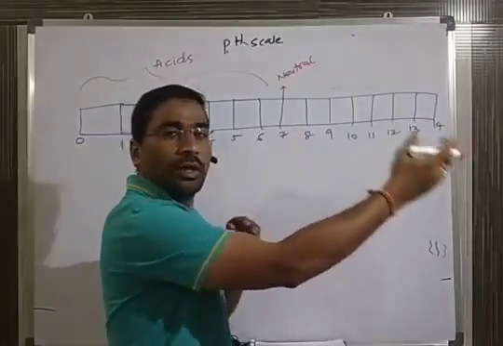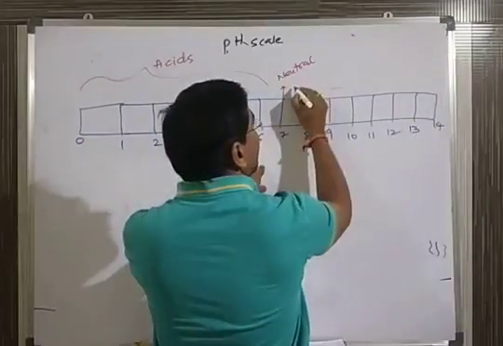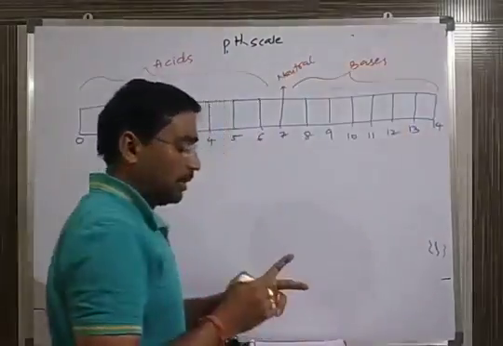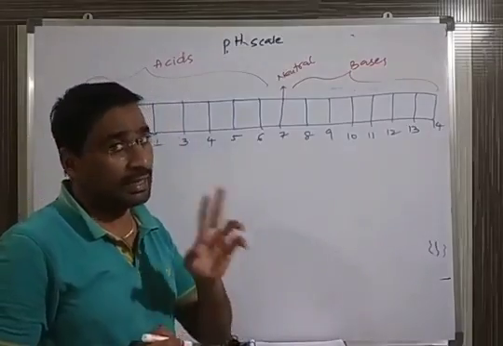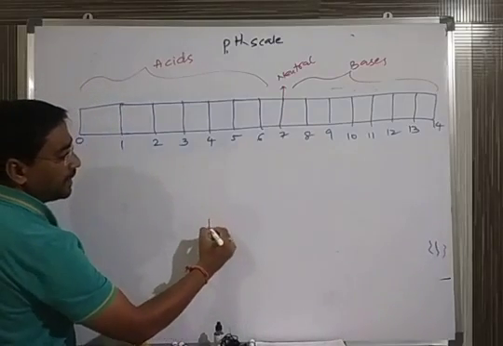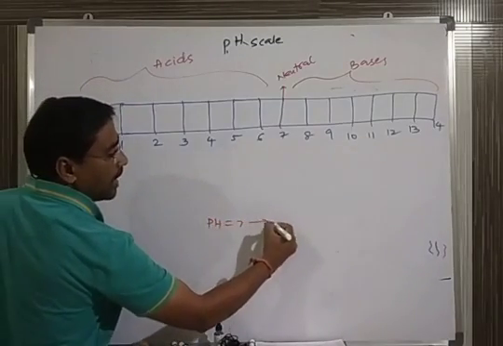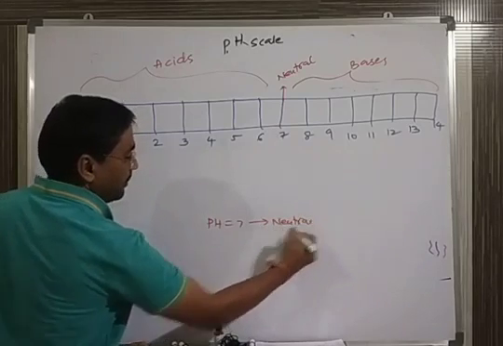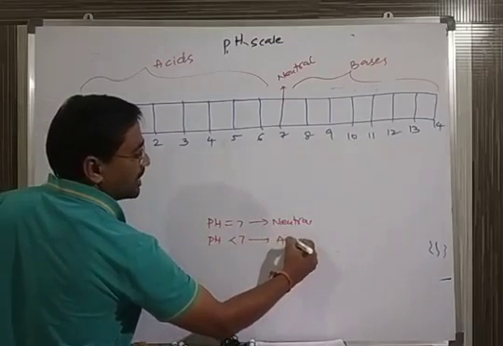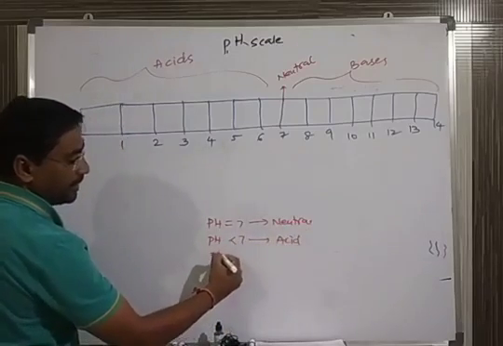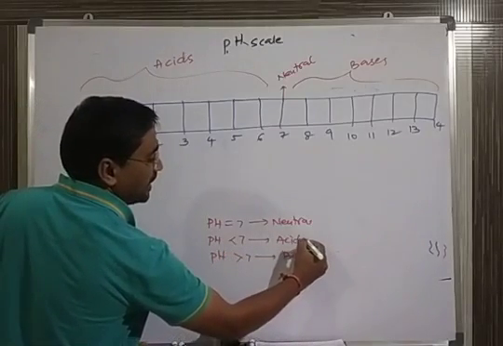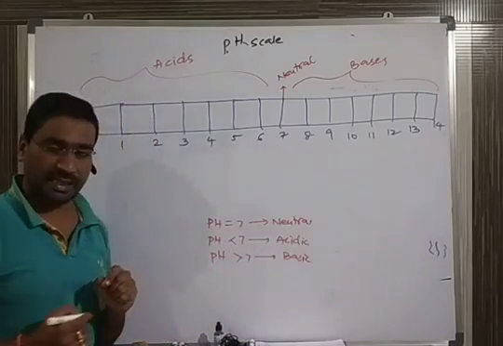From 7.1 to 14, anything in that range comes under the bases. So the pH scale gives the first clear information: a pH equal to 7 is neutral in nature, anything with a pH value less than 7 is acidic in nature, and anything with a pH value greater than 7 is basic in nature. So this is basic information.